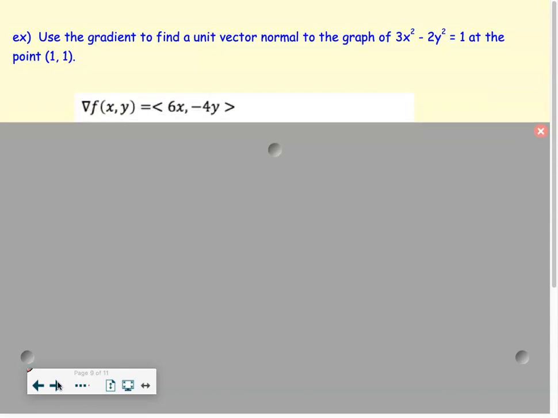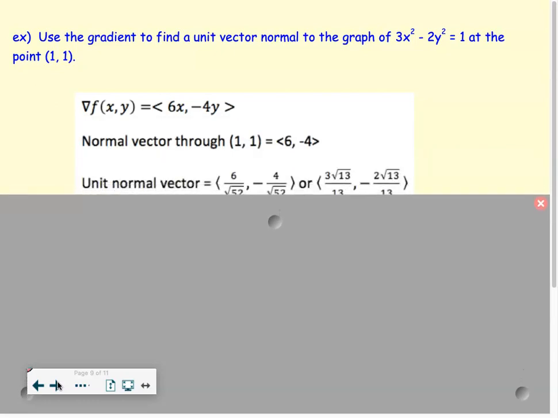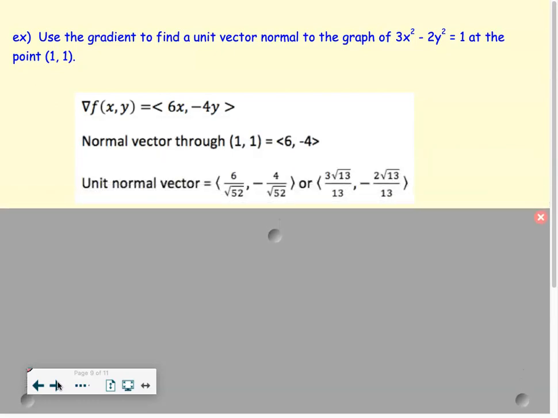All right. Did you find the appropriate gradient vector? Was your gradient 6x and negative 4y? Did you plug in the point? Did you turn it into a unit vector? Then you can go get one. So you plug in your point, and then you just have to turn it into a unit vector. It's the only difference. Is that okay?